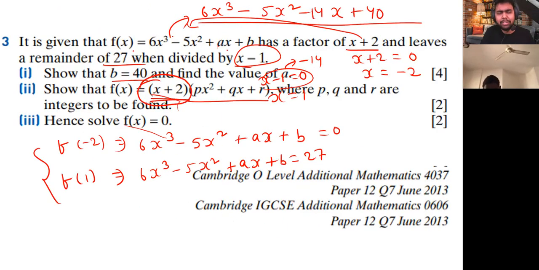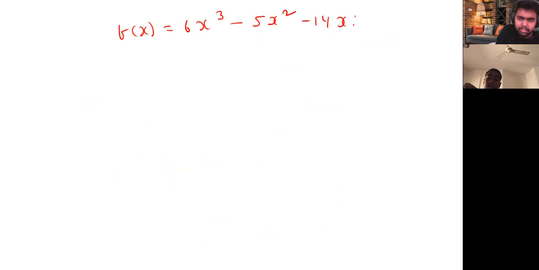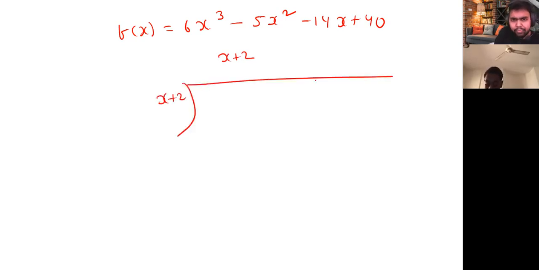Actually, can you tell me the question, because I always have to change the slide to see it. Let me take one picture of this question so that it is easy for me while solving. Okay, just a second. As I told you, I have to divide. What was my original function? After unhiding A and B, this was 6x cube minus 5x square minus 14x plus 40, right? And I have to divide this by x plus 2. Now you already know how to divide by x plus 2.